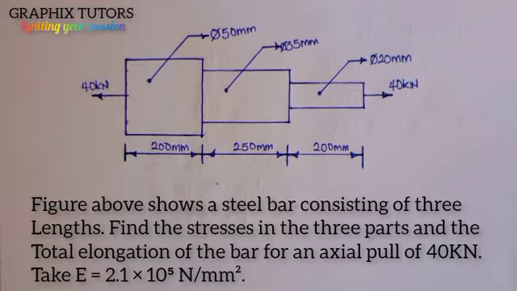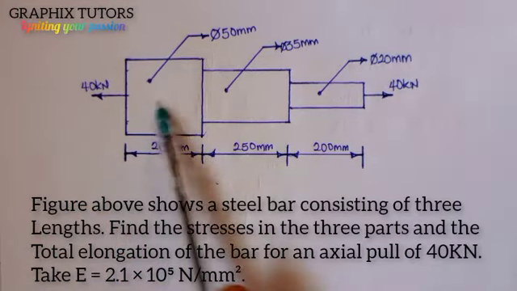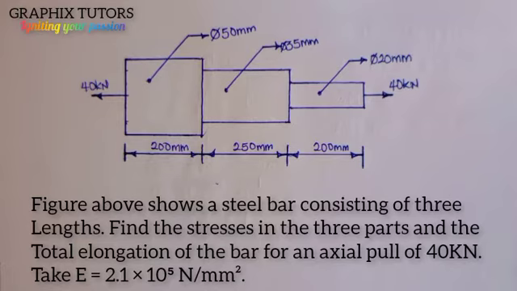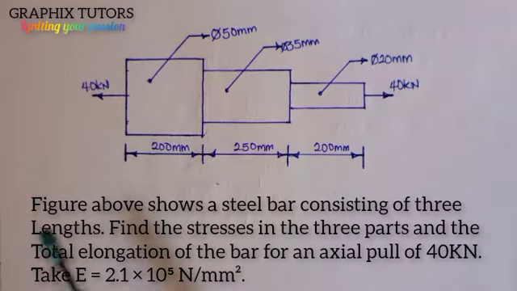Now if you look at the front of the screen, you realize we have a bar. But this bar is different from the other bars that we've been solving. The bar area is varying, it is not equal. They have different cross-sectional areas. And we are told to find the stress in the three parts and the total elongation of the bar for an axial pull of 40 kilonewton. So this is a bar of varying cross-sectional area. What we've been doing earlier have been bars of uniform cross-sectional area. So let's see how this works.